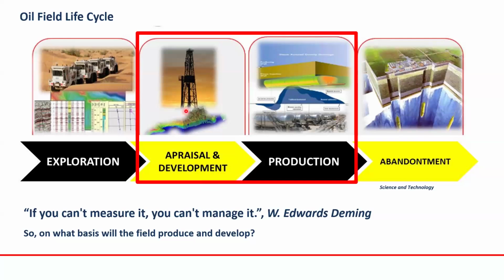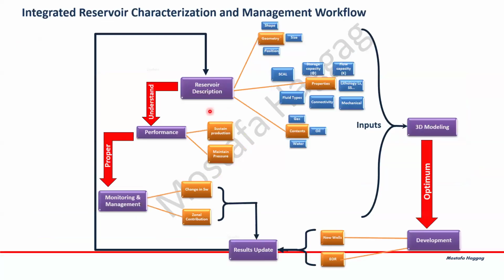This is the workflow for reservoir characterization, starting with reservoir description, meaning you have geometry, properties, contacts, and then understanding the performance and making proper monitoring. All the results of these milestones go to optimum development. Development means that you will drill new wells or conduct enhanced oil recovery. The results of monitoring the reservoir and the development are updated in the reservoir description again, and we go through the same loop.